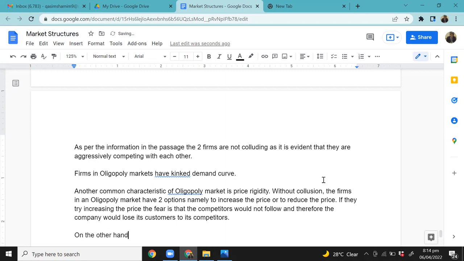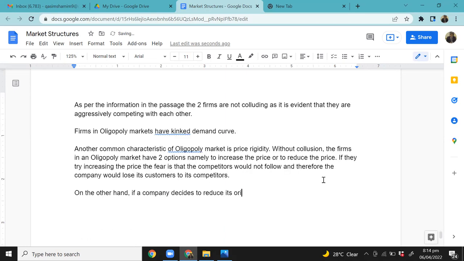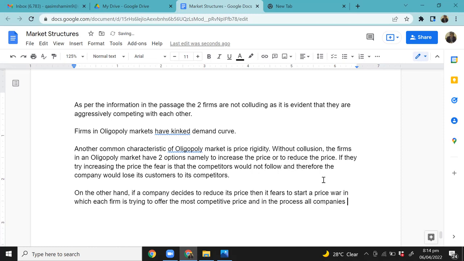On the other hand, if a company decides to reduce its price, then it fears starting a price war in which each firm is trying to offer the most competitive price, and in the process, all companies experience a decrease in their profits. Is this making sense? Students, is it making sense, right?